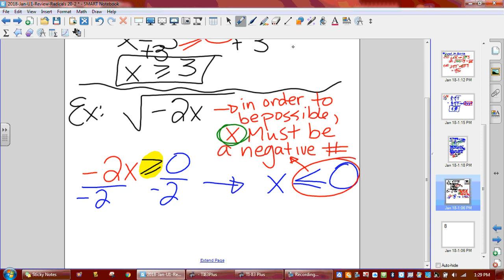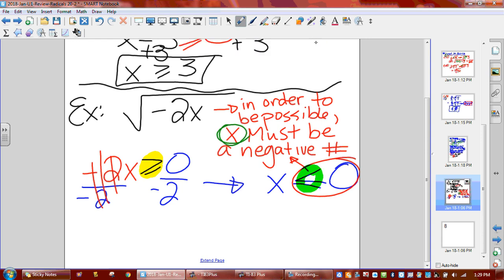Okay? So that's one of the rules we have to remember. If we divide out a negative in front of x, then that means we flip that sign. Okay? So our sign changed directions. And it's because x has to be a negative number. Okay? So that's the only time we have restrictions.